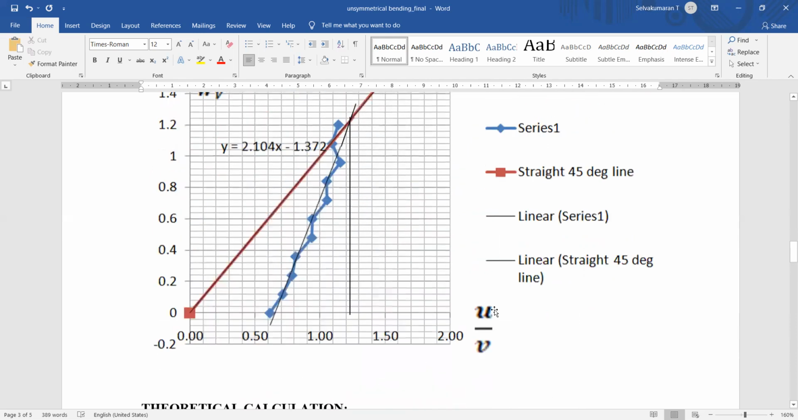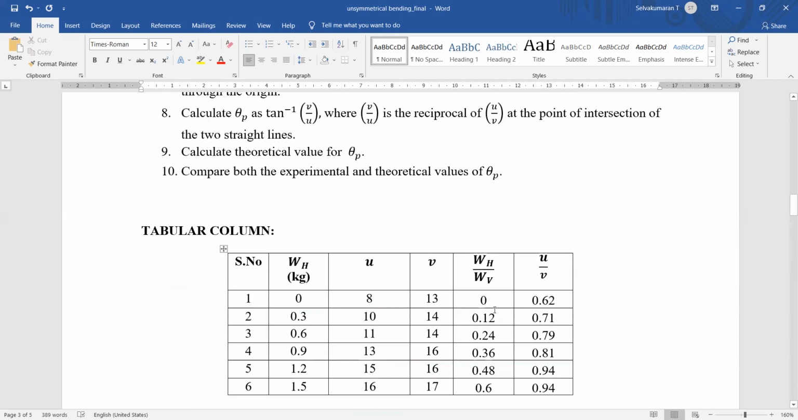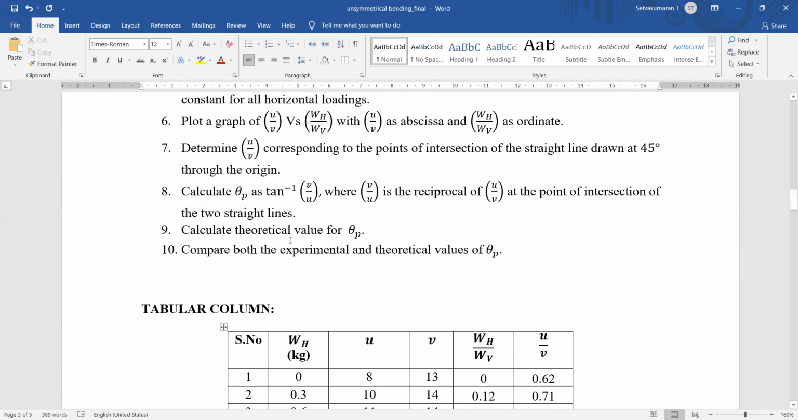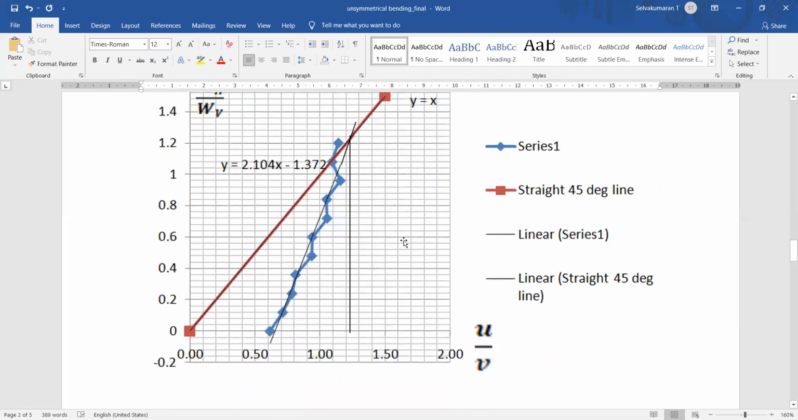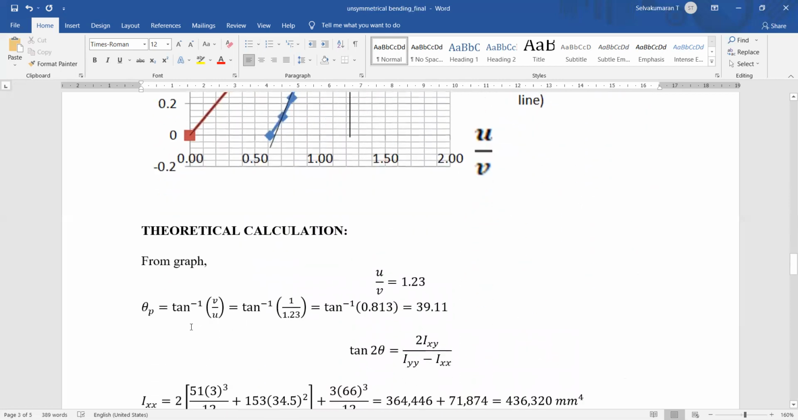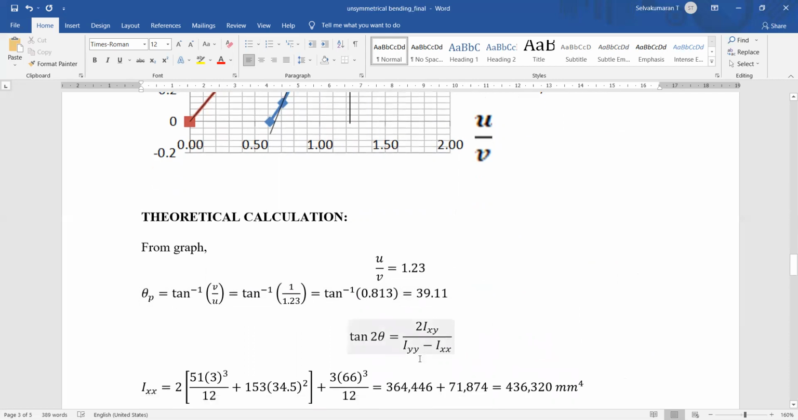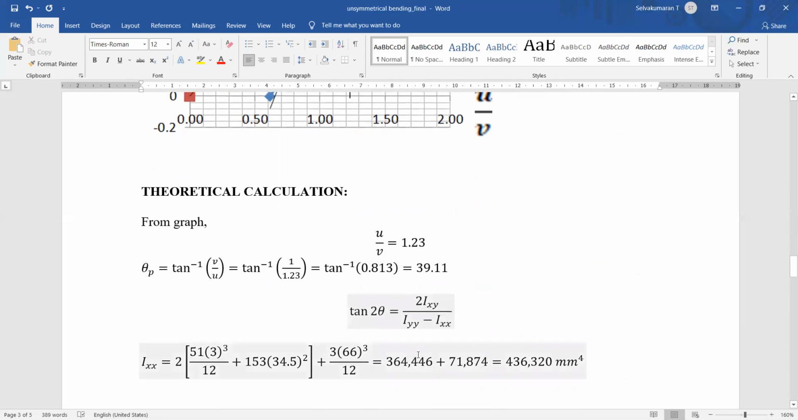1.23. So experimentally, the formula to find the position of the principal plane is theta p is equal to tan inverse of v by u. Okay, so now we are getting u by v. So theta p is equal to tan inverse of v by u, which is 1 by (u by v). So we get theta to be 39.11 degree.